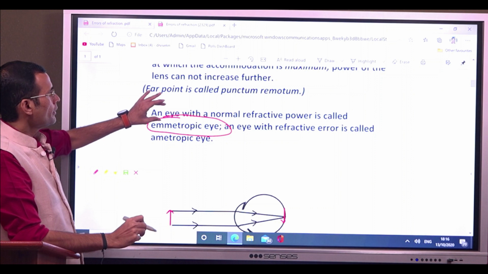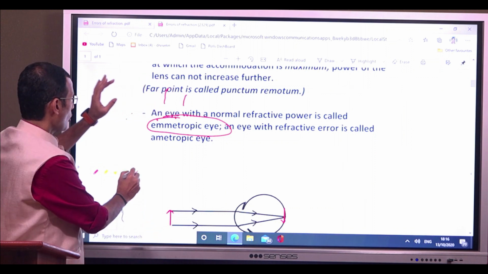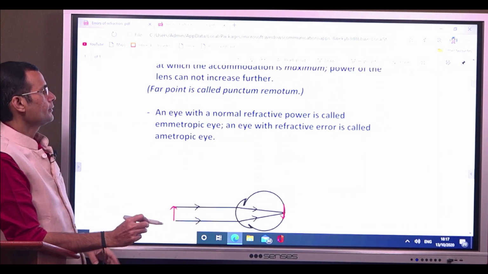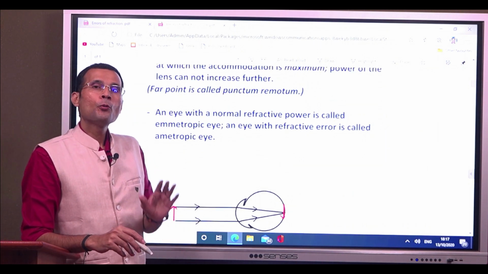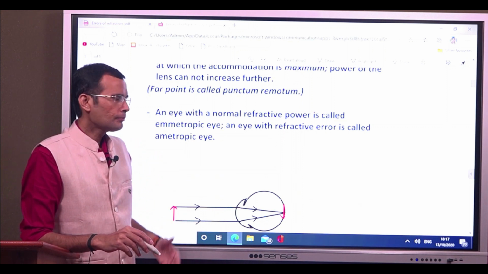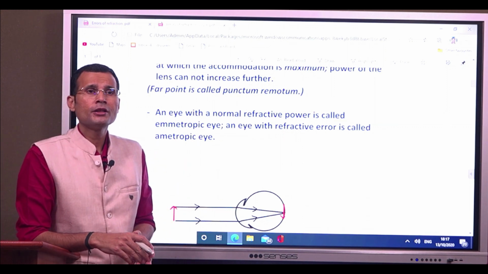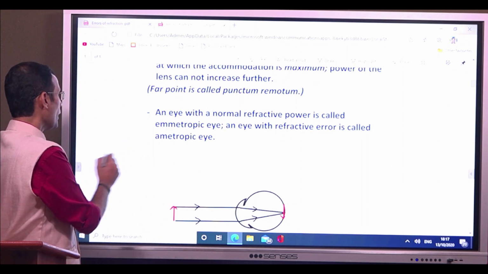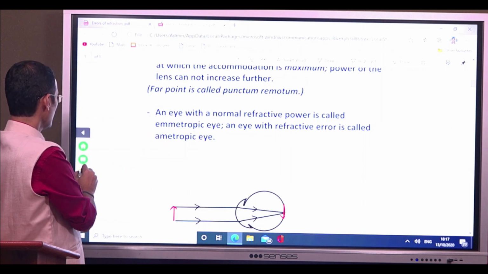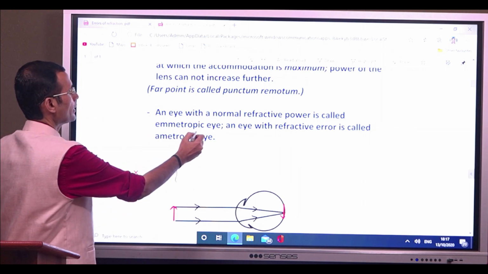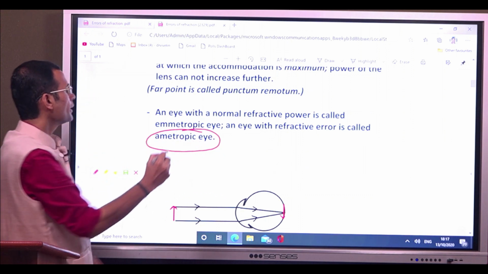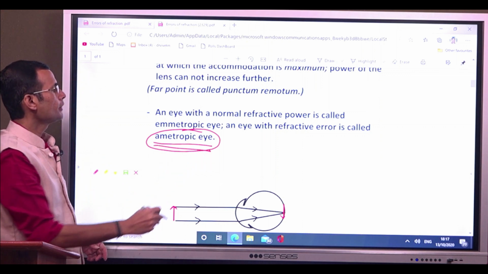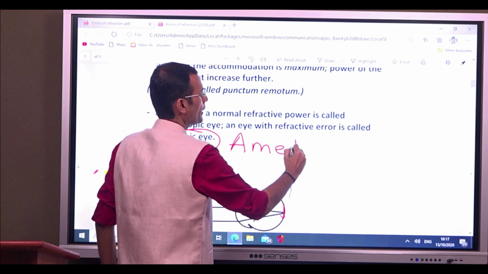Emmetropic eye is the one which has normal refractive power. It forms image on the retina, whereas the eye with a refractive error, and because of the refractive error, image does not automatically form on the retina, it's called as ametropic eye. So, at the very basic, let's understand we are talking about the ametropia, error of refraction, ametropic eye.